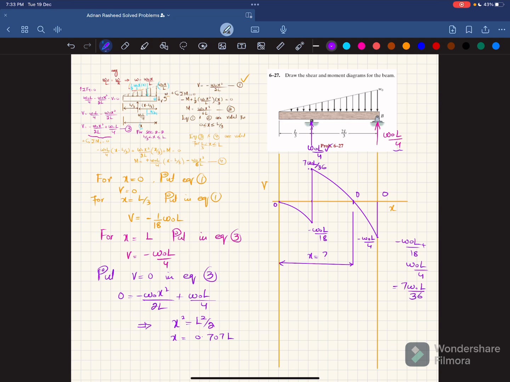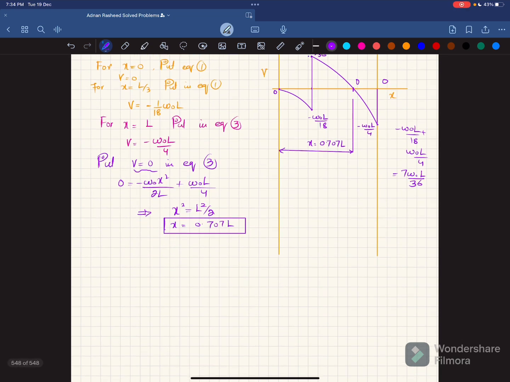Clear? So this is x equal to 0.707 L. You can put this value of x in this equation number 3, so you will get v equal to 0. We will move toward the bending moment diagram.